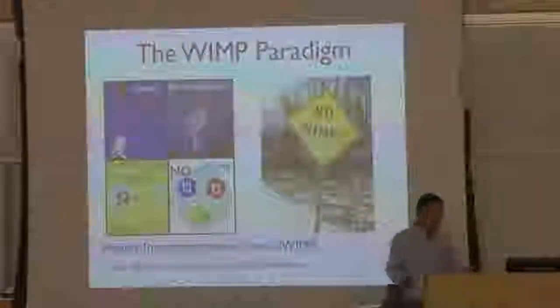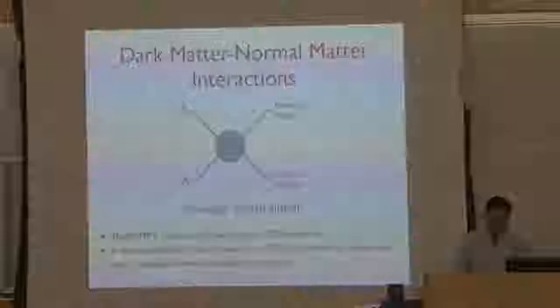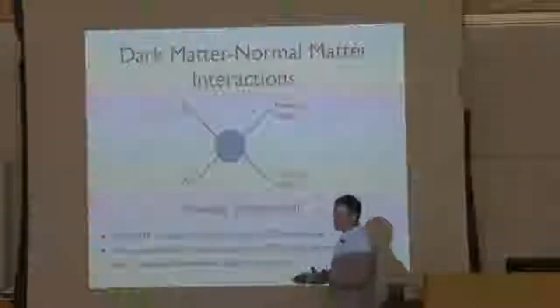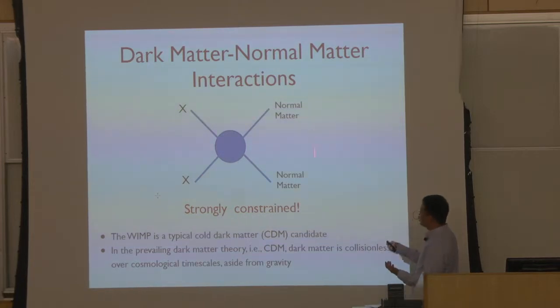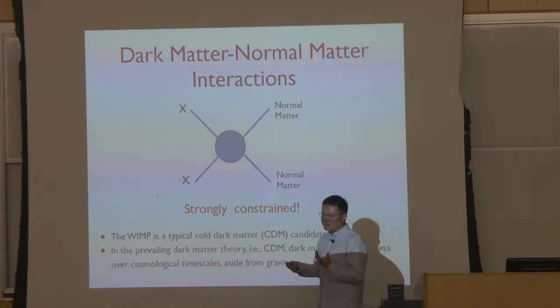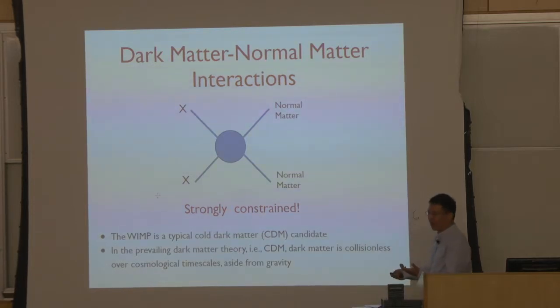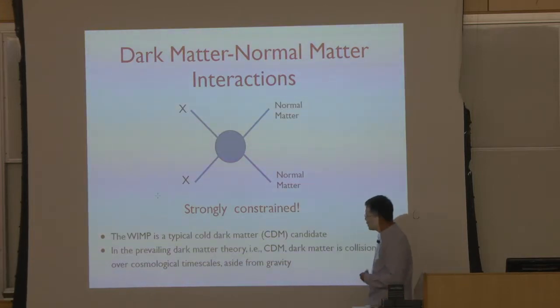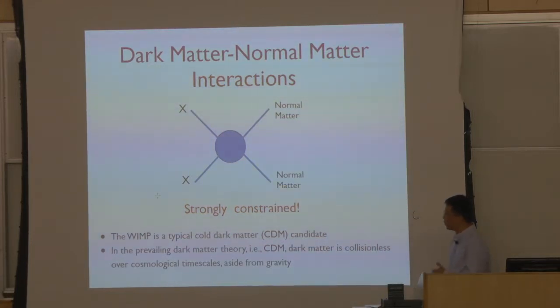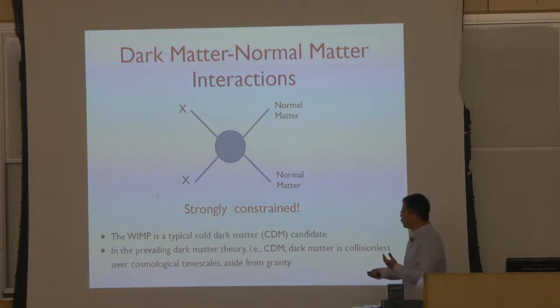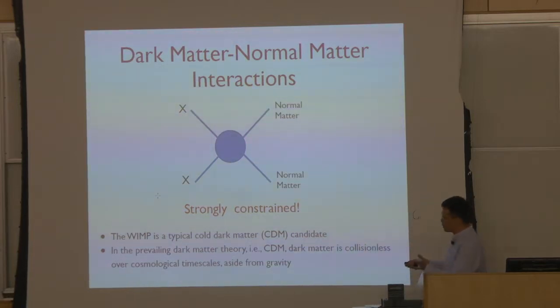Although all those searches are based on the WIMP paradigm, what it really tells us is that the interaction strength between normal matter and dark matter, aside from gravity, is very, very highly constrained, right? I should mention that the WIMP, weakly interacting massive particle, is a typical cold dark matter candidate. In the particle physics community, we usually talk about WIMPs, but in the cosmology and astrophysics community, most people use a different name: the cold dark matter scenario.